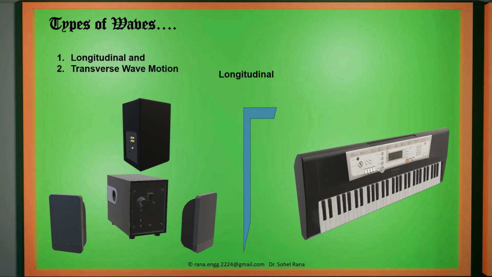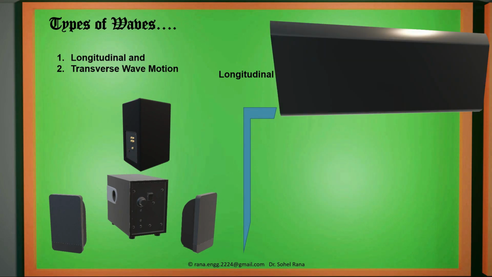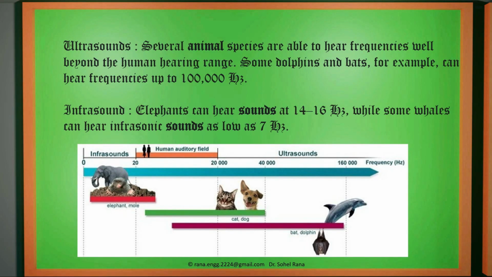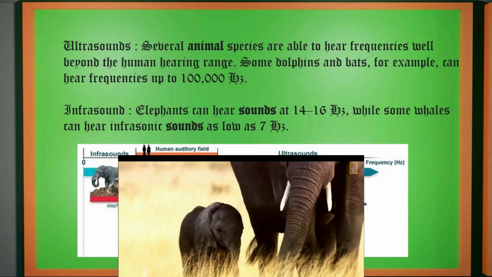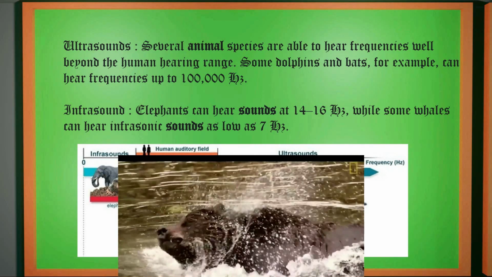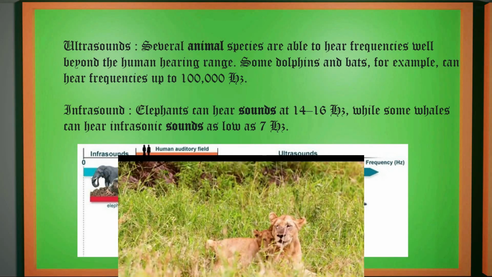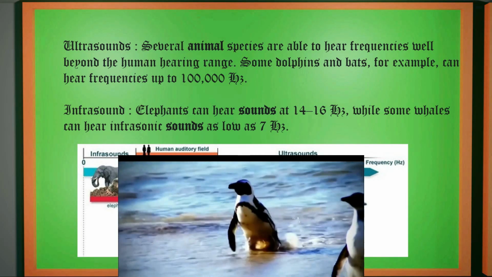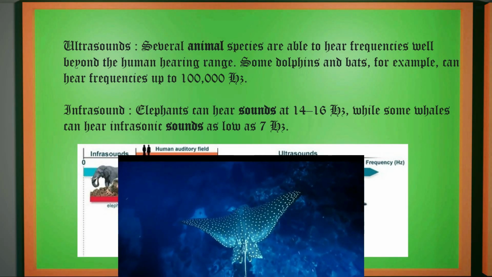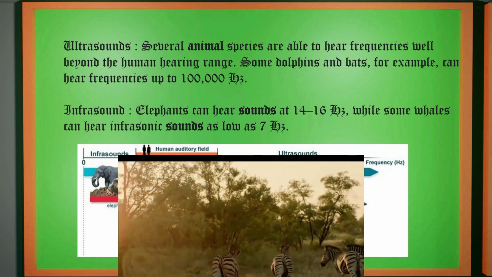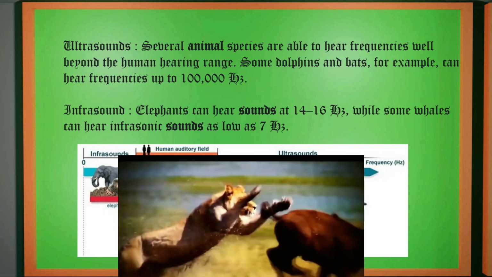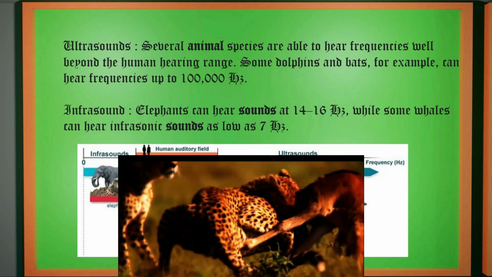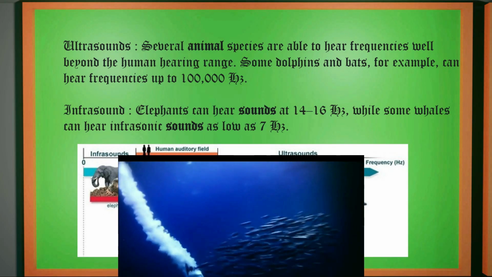Now, what are these ranges of sound? We can divide these sounds into two types. Sound is a form of energy that is produced by vibrating bodies. But the question is, can we hear the sound of every vibrating body? The answer is no. So, according to our audibility, we can divide sound into two categories. One is audible sound and the other is inaudible sound.